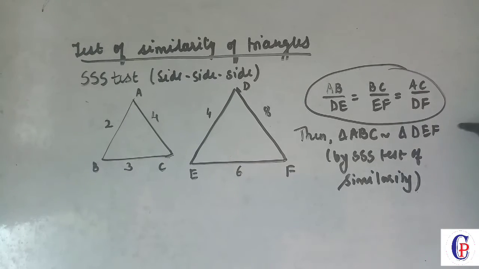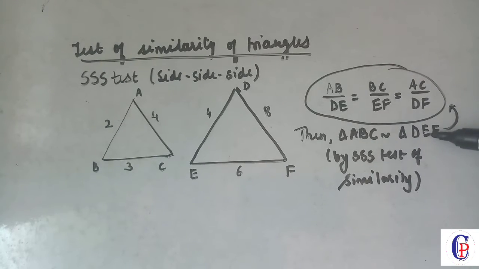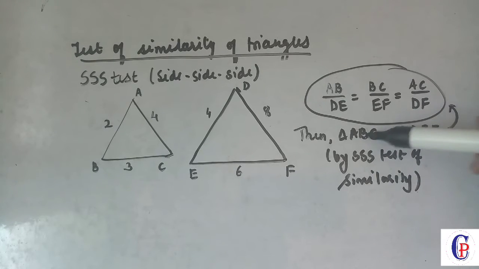You can also write its converse, the opposite. That is, if it is given to us that triangle ABC is similar to triangle DEF, note this point, we will be using this in sums, then we can write AB upon DE is equal to BC upon EF is equal to AC upon DF. So we have two more tests. We will see them one by one.